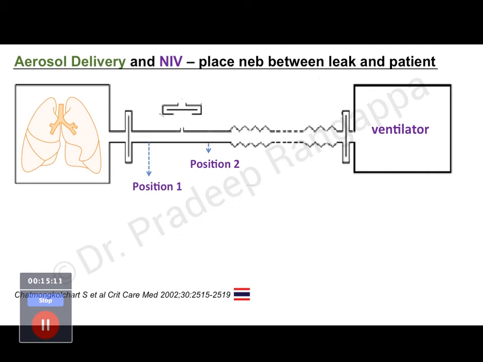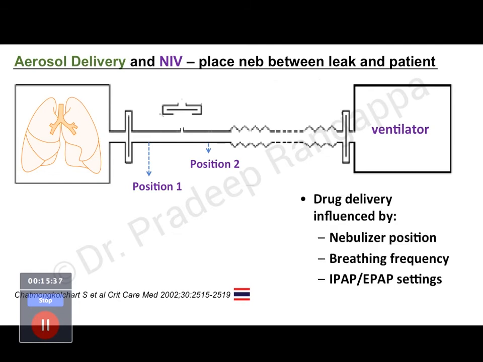Obviously your common sense would tell you that the deposition would be much better in position 1, because there is no loss from the expiratory port. If you are giving it here, then there will be a lot of aerosol loss from the expiratory limb. So that's what they wanted to show. In mechanically ventilated intubated patients, we saw that it has to be farther away from the ET tube. But in NIV, it had to be closer to the NIV mask to prevent losses from the expiratory limb.